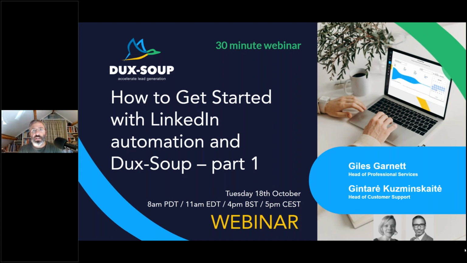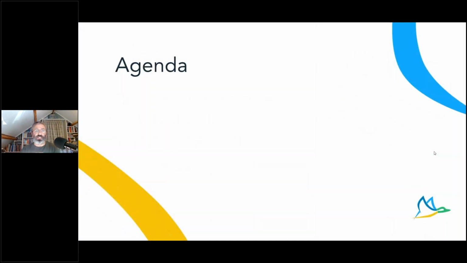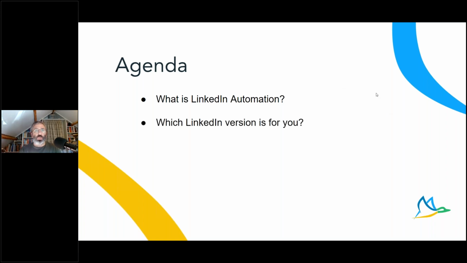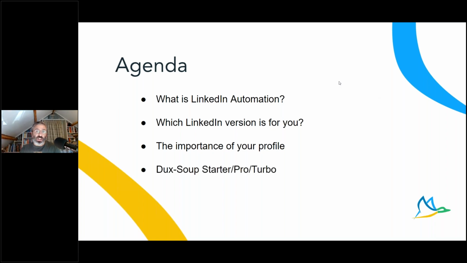So, before we go any further, let's have a look and see what we've got on the agenda today. What is LinkedIn automation? We'll cover that and just explain that for anybody who's completely new to the topic. Which LinkedIn version is for you? We'll have a brief look at that as well. The importance of your profile, why you should spend time updating it and put some time and effort there. Dux Soup Starter, Pro and Turbo, the 3 different variants of Dux Soup that are available, and some of the features. And then we'll do a demo of some of those features and the safety functions of Dux Soup, why we can use Dux Soup to also help keep our LinkedIn account safe.